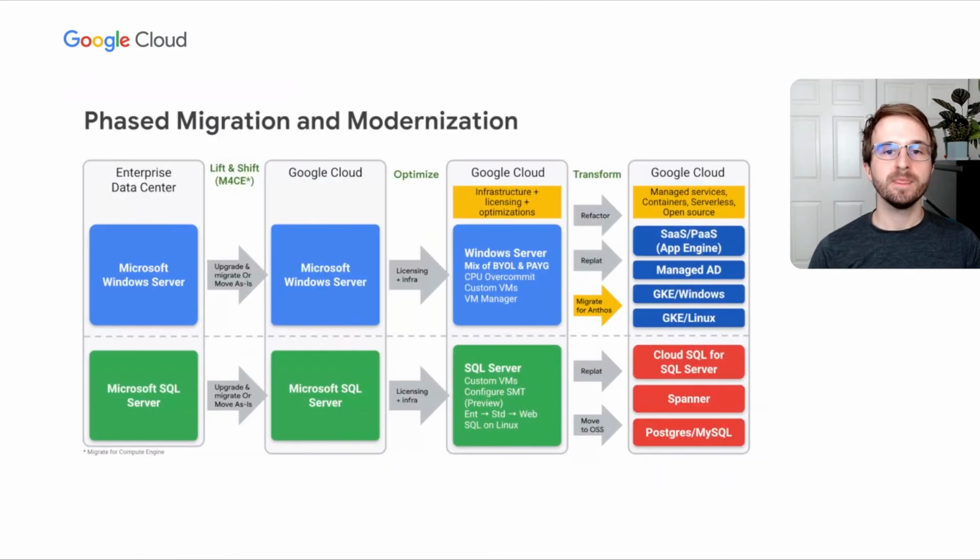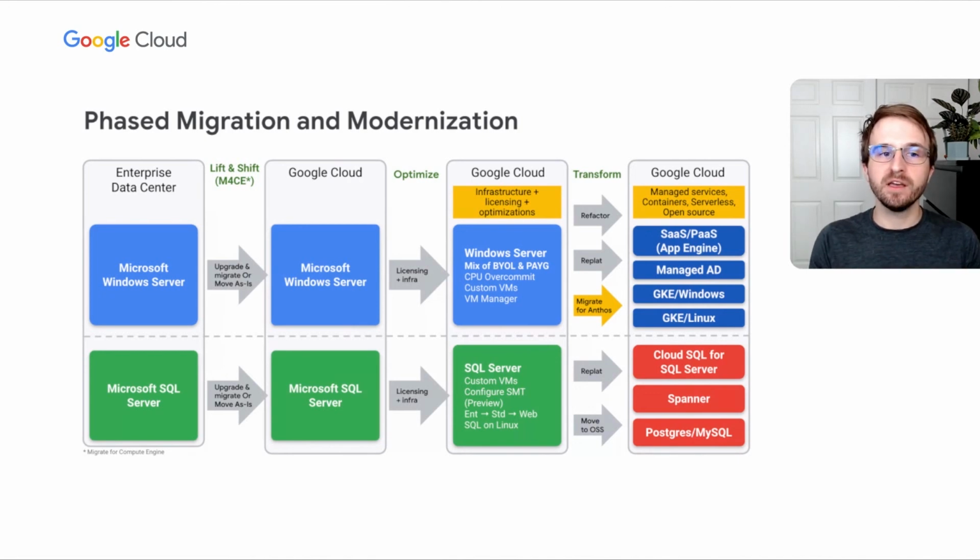So in summary, customers coming to GCP get a rich platform for a phased transformation for their Microsoft workloads. They start by lifting and shifting their workloads to run in Google Cloud regular virtual machines, and they can optimize by bringing their own licenses to sole tenant nodes, right-sizing with custom VMs, or using VM Manager to reduce the burden of Patch Tuesday and configuration management.